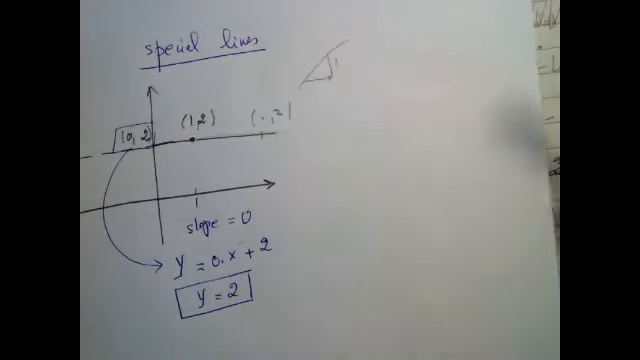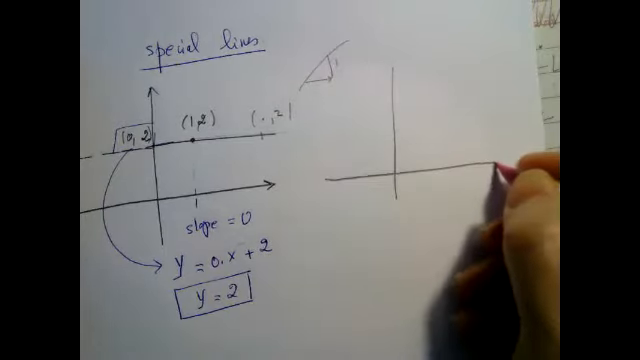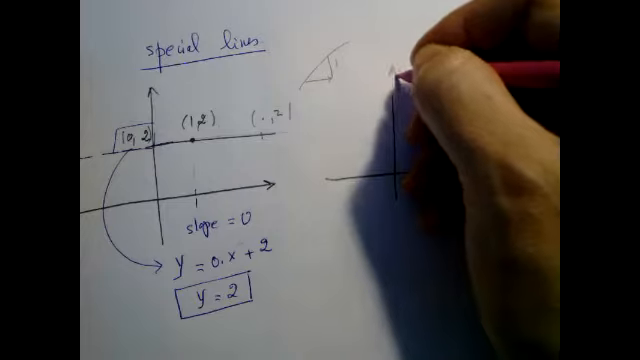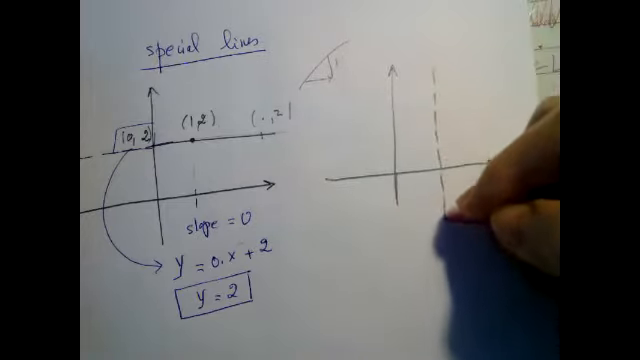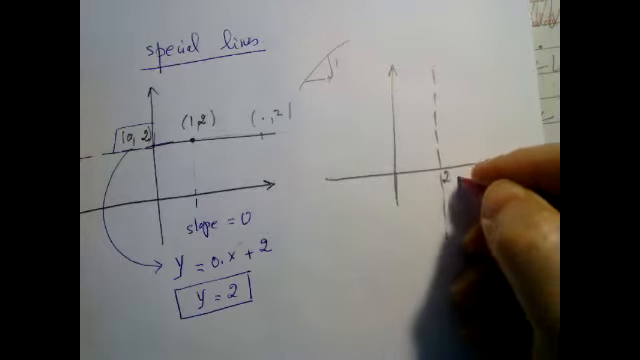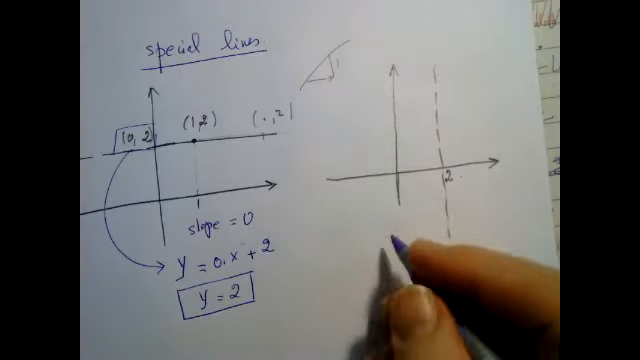Now, what if I have a vertical line? So now I have a vertical line. That's 2. What's the slope in this problem?